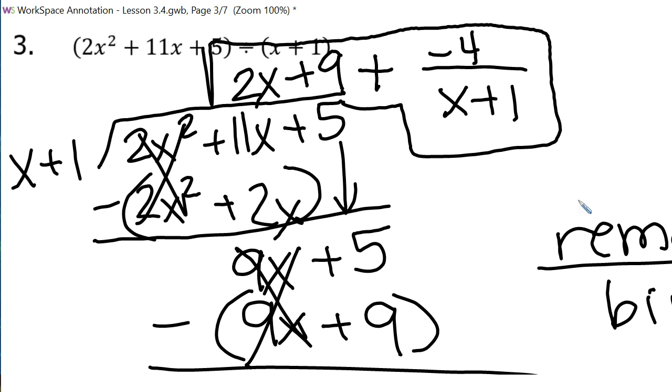Binomial means it has 2 terms. Like this x plus 1 has 2 terms that are being added. Or they could be subtracted. So remainder over binomial. And make sure you have this addition symbol up here. And I'll highlight it because that's probably the most common mistake today. Students will forget to put the plus sign. So you have to add remainder over binomial.